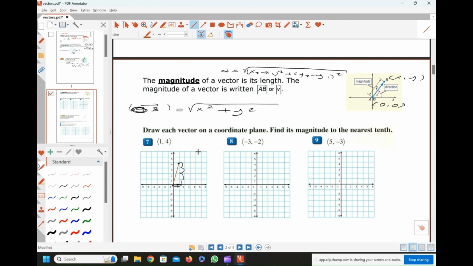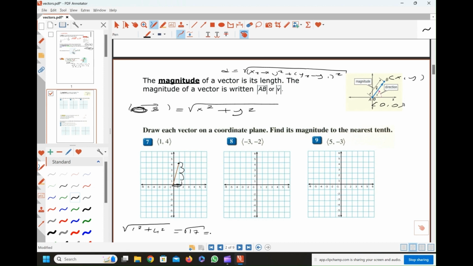So this is how you draw a vector. Now find the magnitude. Let's apply the formula. The magnitude is the square root of x2 minus x1 squared plus y2 minus y1 squared. Your x1 and y1, since it's at the origin 0, 0, so we can directly say x squared plus y squared. Your x is 1, 1 squared, plus your y is 4, 4 squared. 1 squared is 1, 4 squared is 16, 1 plus 16 is 17.